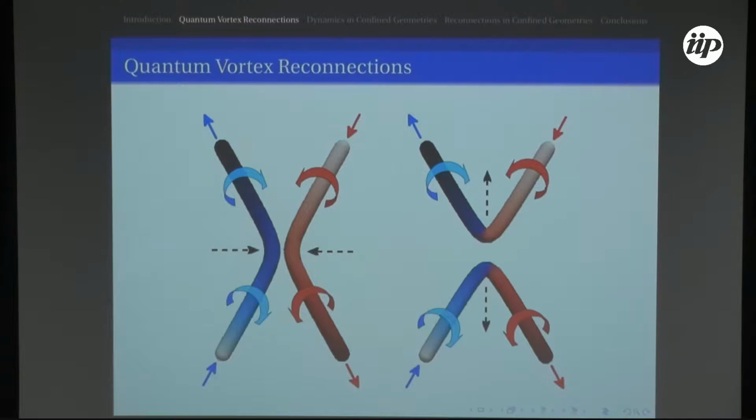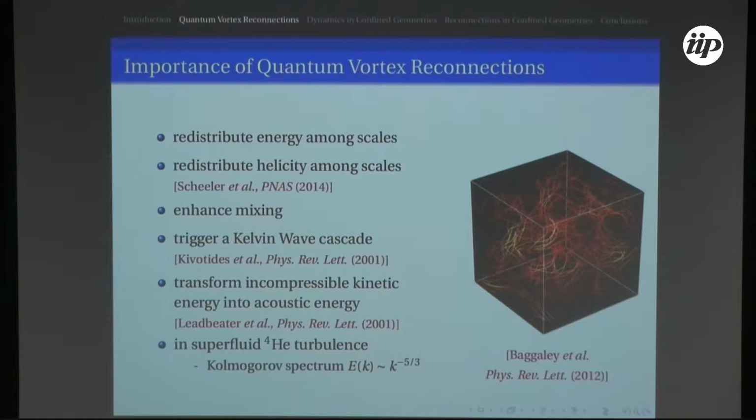So what do quantum reconnections do in quantum fluids? They redistribute energy among the scales. They also redistribute helicity among the scales. They enhance the mixing. They trigger a Kelvin wave cascade, which is then the way in which, at t equals zero, the compressible kinetic energy decays, for example, in superfluid helium. It is a way of transforming compressible kinetic energy into sound, also at the moment of the reconnection, as in a paper by Caron and collaborators in 2001. And also, reconnections are found to be fundamental for the setting up of the Kolmogorov spectrum in superfluid helium.